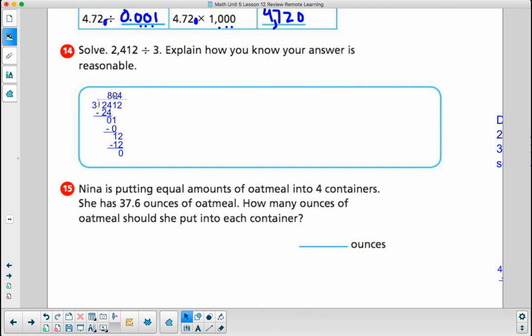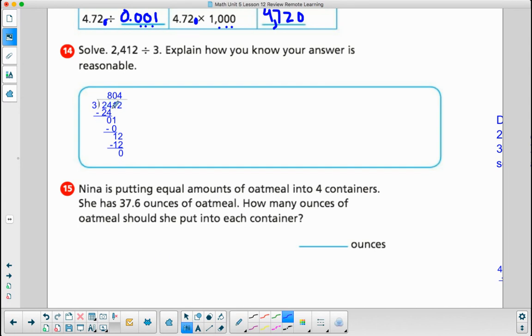1 divided by 3 is 0. 0 threes is 0. I had 1 left. I brought down my 2. 12 divided by 3 is 4. 4 multiplied by 3 is 12. I have 0 left. Now, how do I know my answer is reasonable?